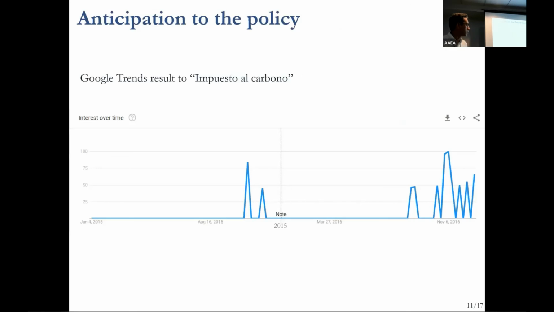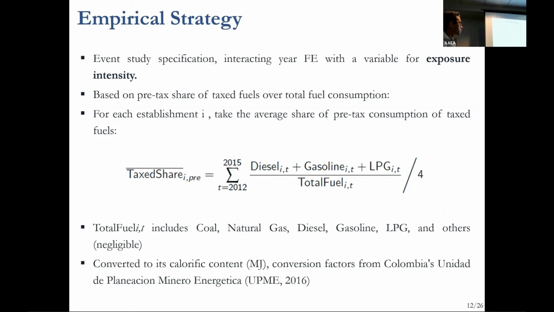And just to get a sense of the timeline, because it's going to matter for the way in which we specify our treatment variable, we look at the Google Trends for impuesto al carbono, which is carbon tax in Spanish. So before 2016, there was some talk of it while the Colombian government was in negotiations with the OECD. And then the legislation was passed at the end of 2016, and it started being implemented or charged in 2017. So we're going to use this exposure intensity before 2016 as our treatment variable.